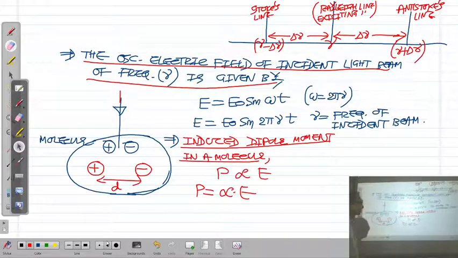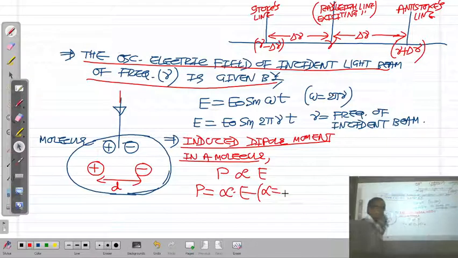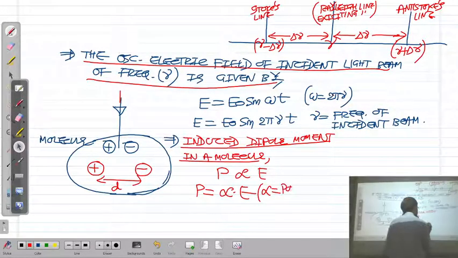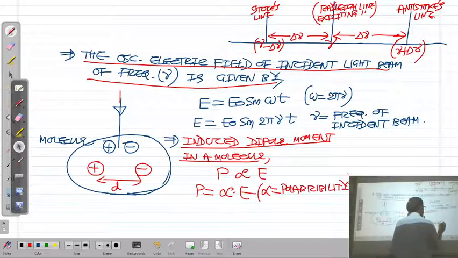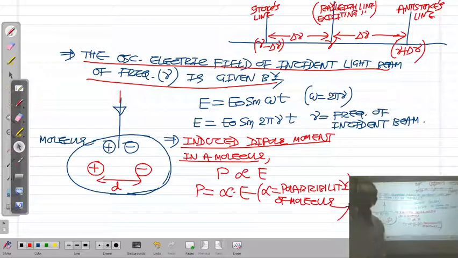What is alpha in this equation? Alpha is called the polarizability of the molecule. If you substitute the value of E, you will get P is equal to alpha E.